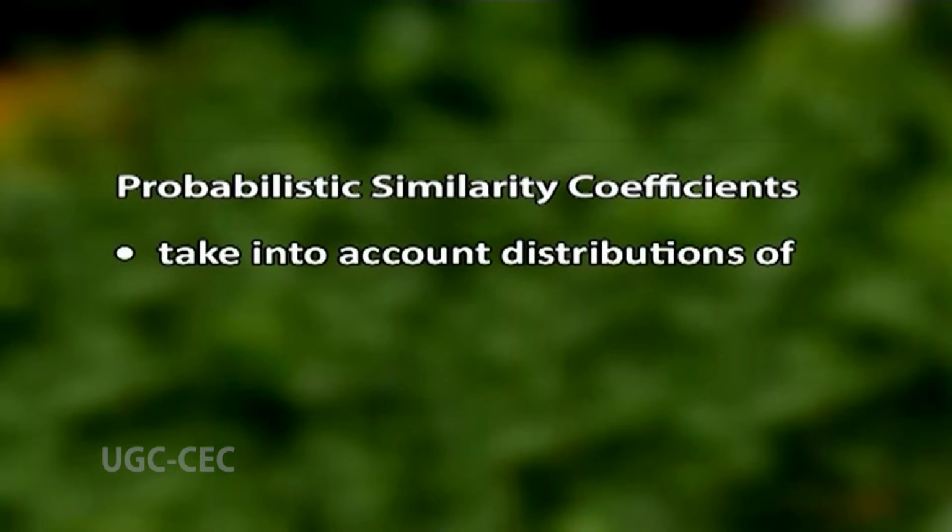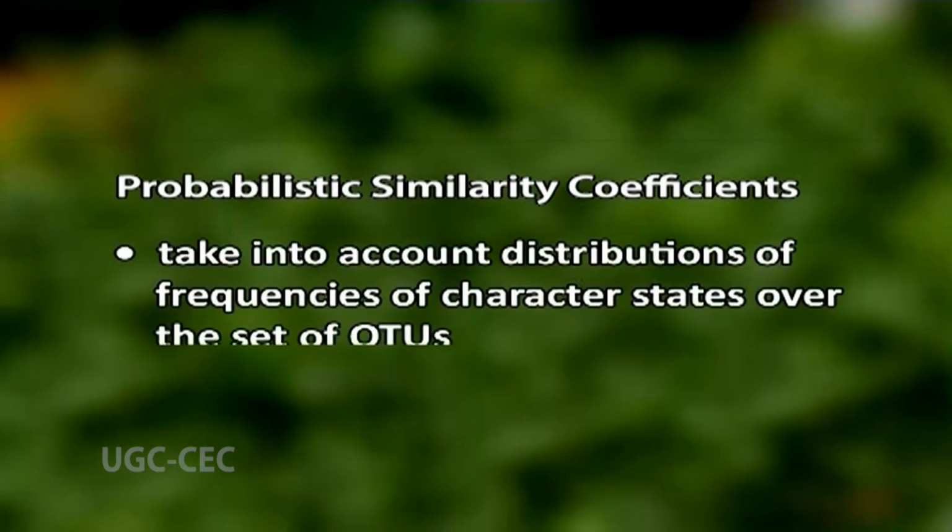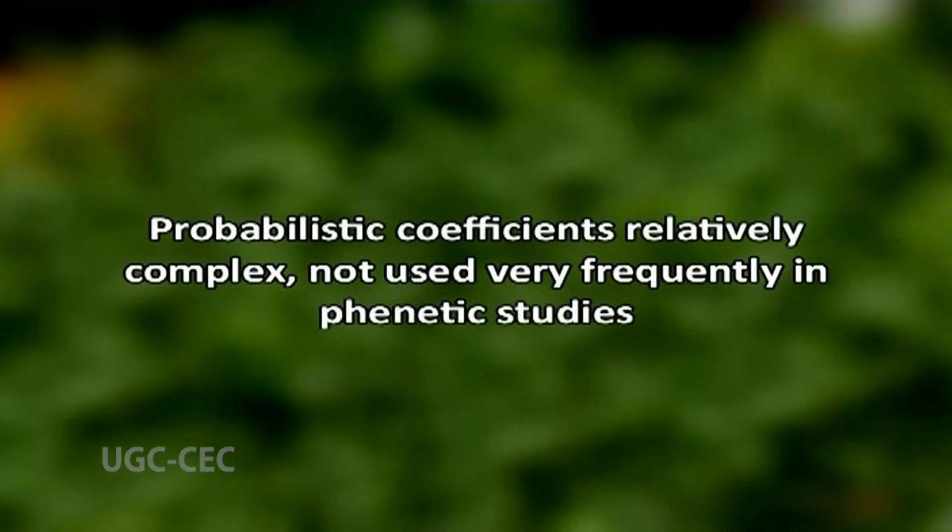Pearson's product moment correlation coefficient is most useful when most of the data exist in more than two states. Now, the probabilistic similarity coefficients. These take into account the distributions of the frequencies of the character states over the set of OTUs. It is based on the premise that agreement among rare character states is a less probable event than agreement for frequent character states and should therefore be weighted more heavily. However, probabilistic coefficients are relatively complex and are not used as frequently in phenetic studies as the other coefficients.